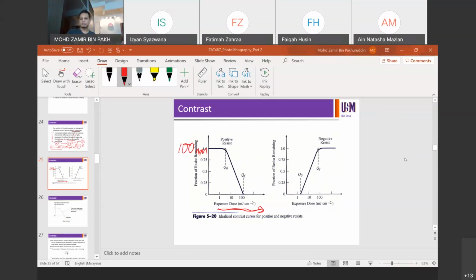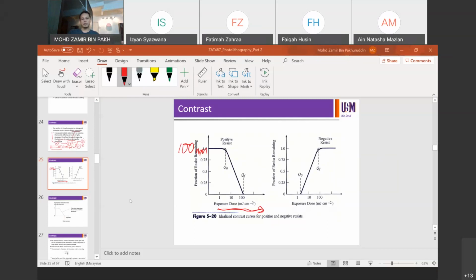Anyone? Amira, what do you understand by the contrast curve? You can unmute yourself. Q naught, the reaction starts to happen, okay. So by the reaction starts to happen, what do you actually mean?